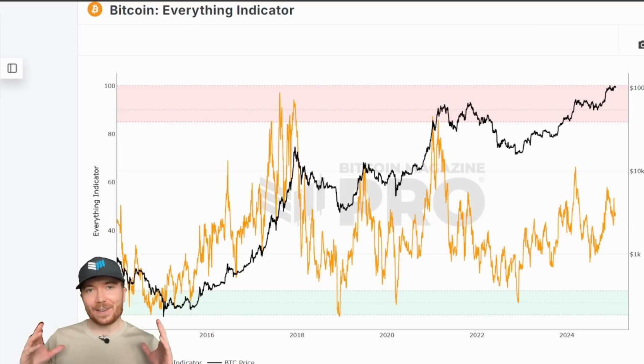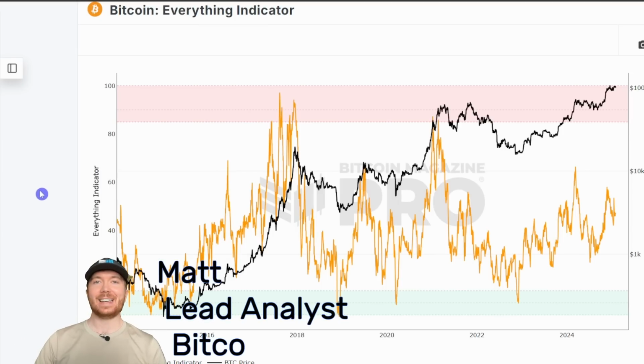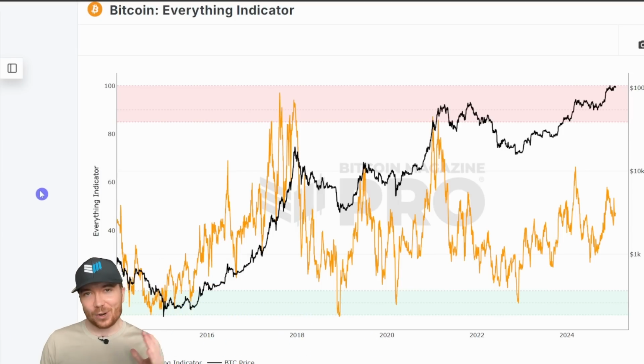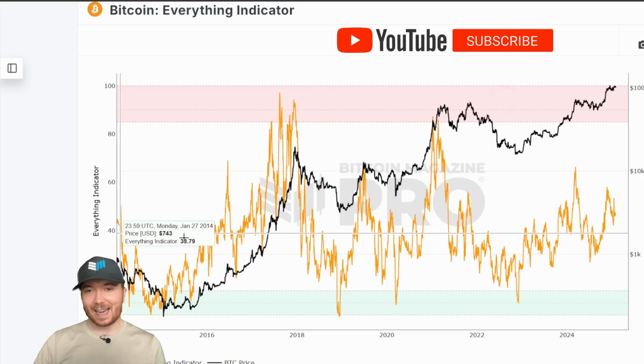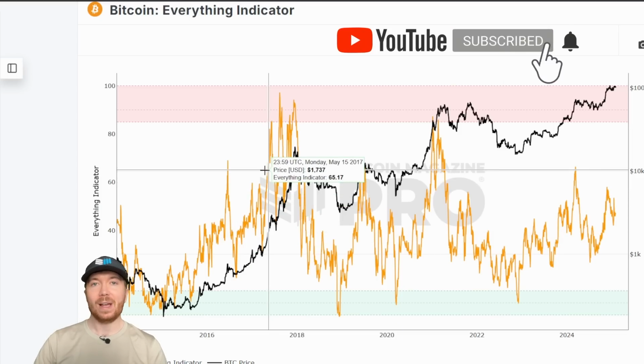Today we're going to be looking at the official release of the Bitcoin Everything Indicator, and where better to start than the Bitcoin Everything Indicator chart we've just added to bitcoinmagazinepro.com. Now this is something we've talked about multiple times in the past, written articles about, and shared on social media.